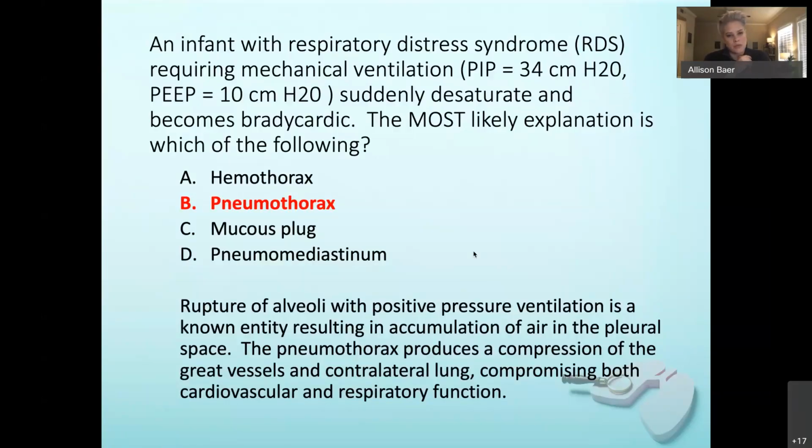And a mucus plug was one that I was toying with when I picked it. I actually might have picked mucus plug because they have respiratory distress syndrome. If they suddenly desaturate, usually you're thinking, oh, suction, it might be a plug. But the key here is those high pressures are indicating that they're at a high risk for a pneumothorax.